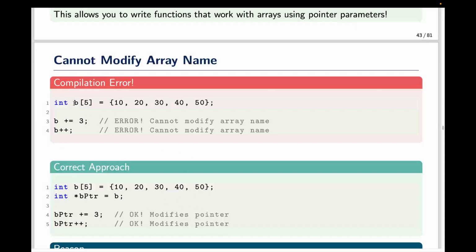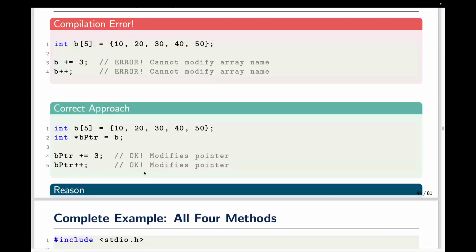You can't change it, because this is a permanent thing inside your memory. Whenever a program runs, it takes that value inside the RAM or memory. But pointers are at runtime. They can point to anything. So you cannot modify the array name.